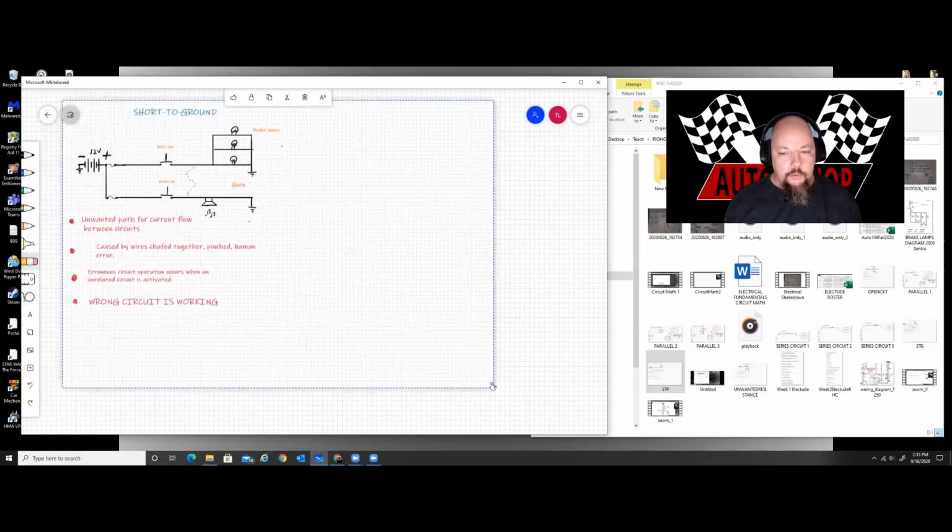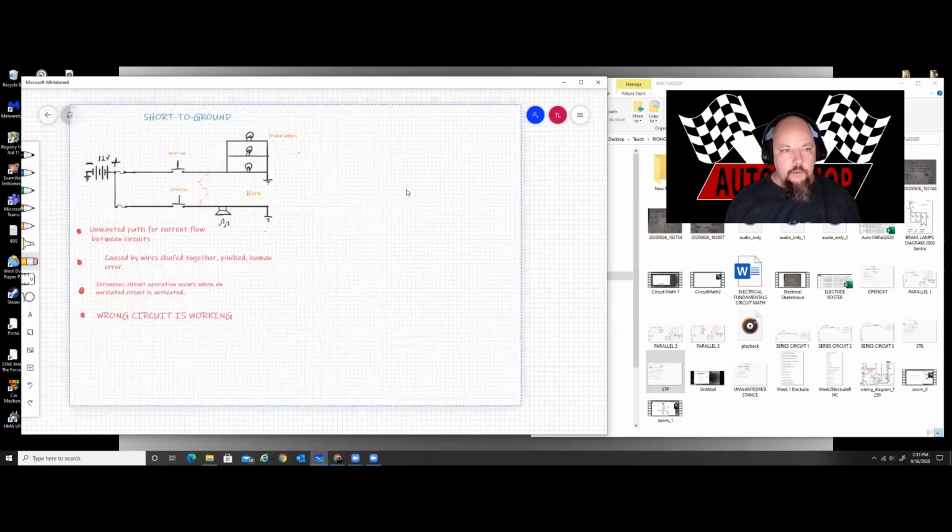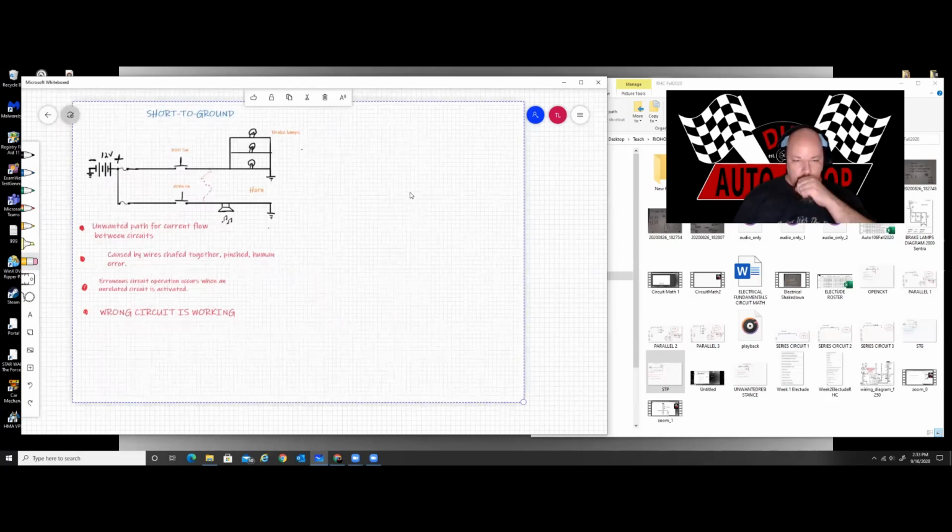Okay, when it comes to shorts to power, it's an unwanted pathway for current flow between two circuits. Again, unwanted pathway for current flow between circuits. It doesn't have to be two, it could be more, but typically it's two. For our purposes, we'll stick to two, that way it's easy to understand, okay?